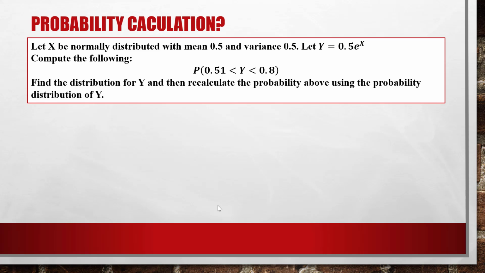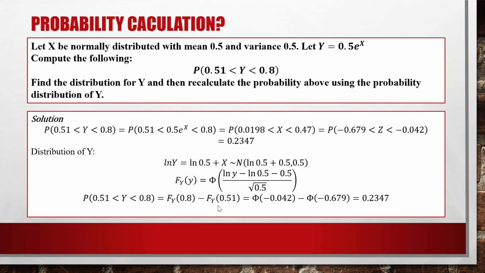So here we see, first of all, I'm going to use the normal distribution to calculate this probability. Then I'm going to derive the distribution for y and use the distribution of y to recalculate this probability. So first, let's look at the first step: the probability that 0.51 is less than y, less than 0.8.